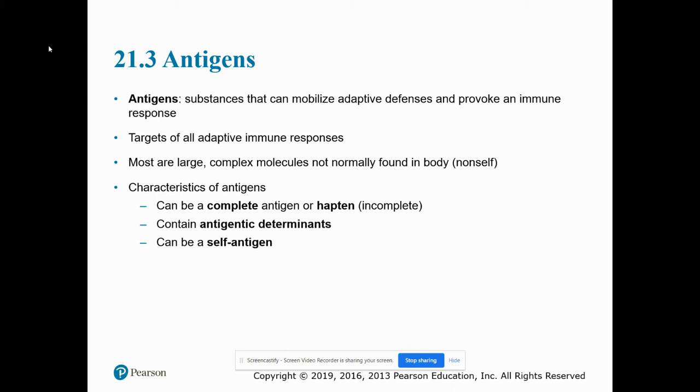Now we move into talking about antigens. I actually just defined antigens a moment ago: anything that's going to provoke an immune response. These are going to be targets of all adaptive immune responses. Most antigens are going to be large, complex, and normally not found in the body.